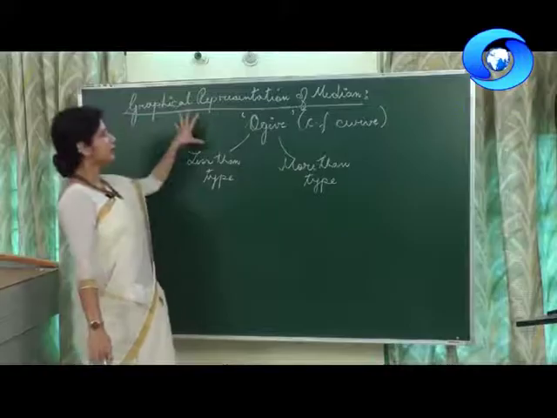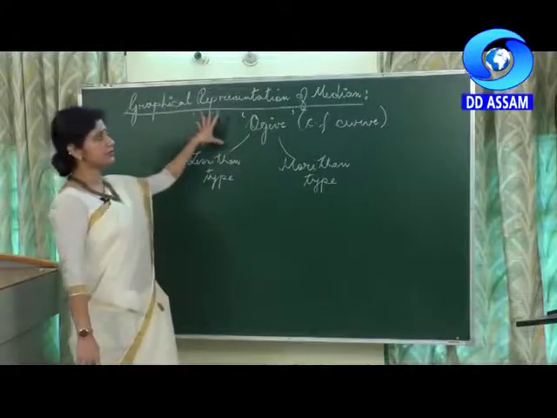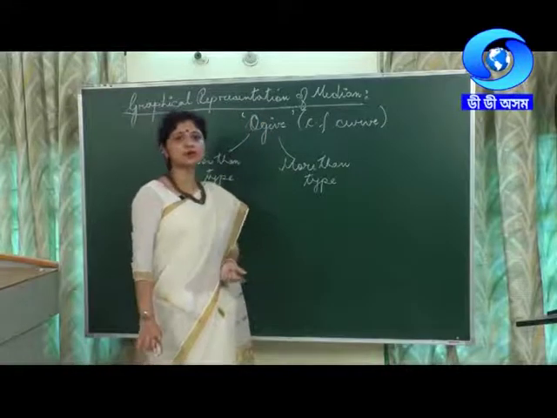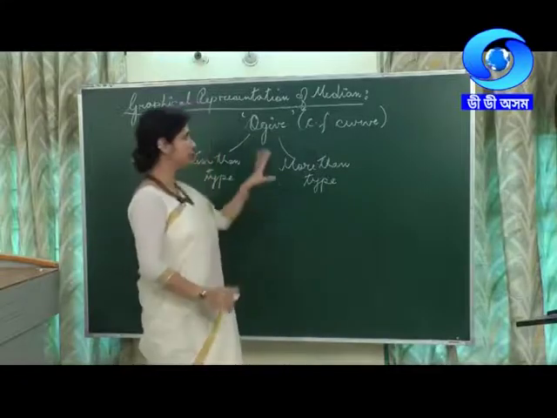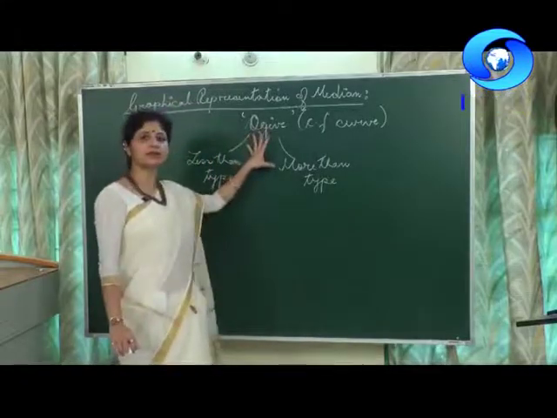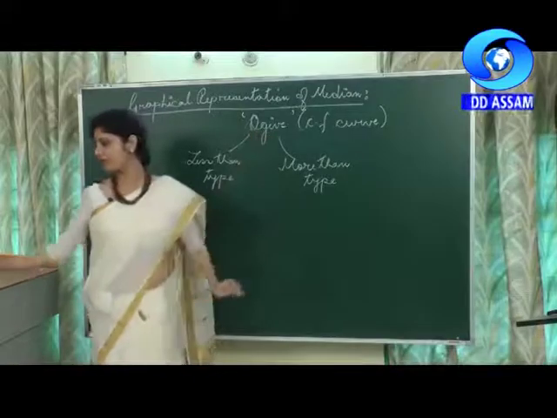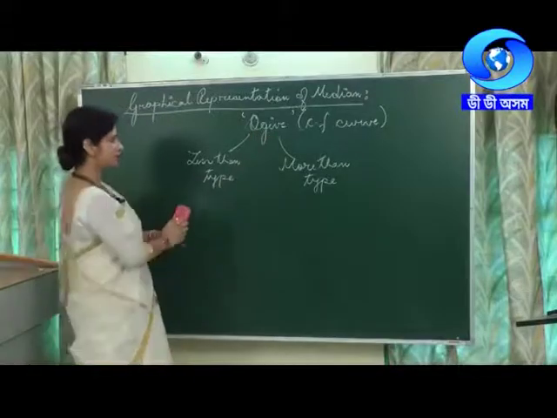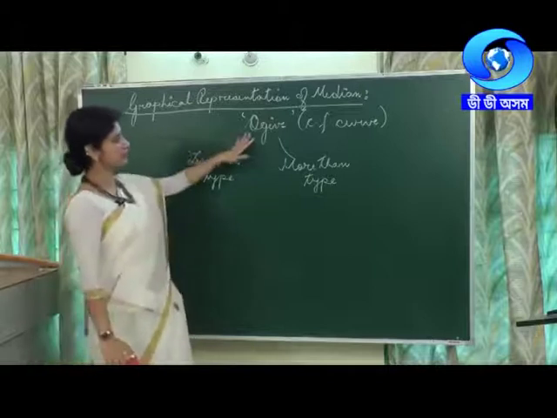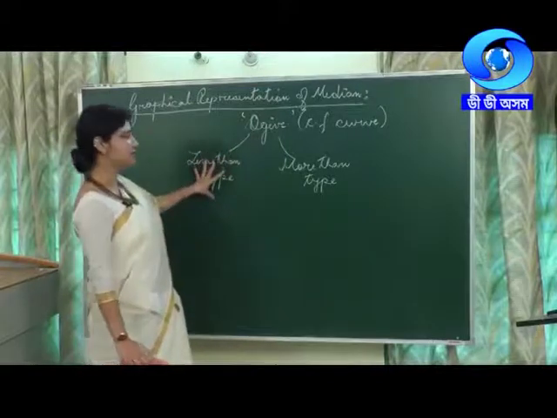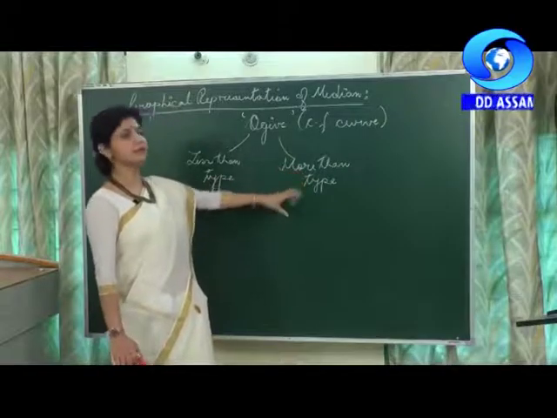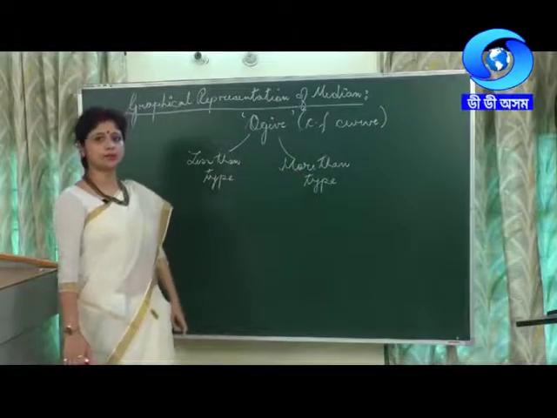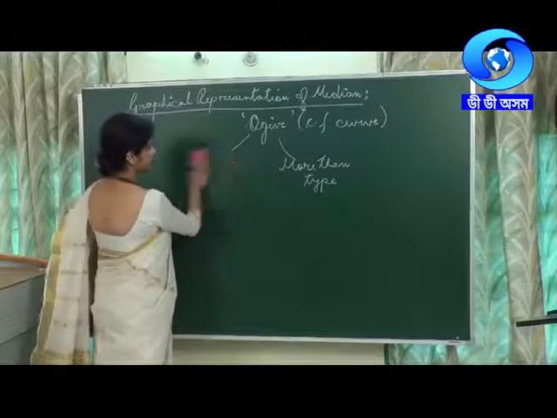So, for graphical representation of median or to find the value of median, we have to make use of the Ogives. Ogives are very conveniently used for graphical representation of median. So, both the Ogives, that is the less than type as well as the more than type Ogive, can help us to locate median graphically. Let us see how.